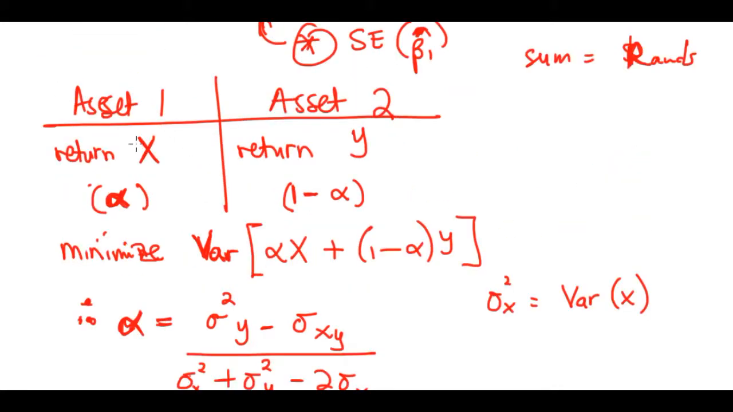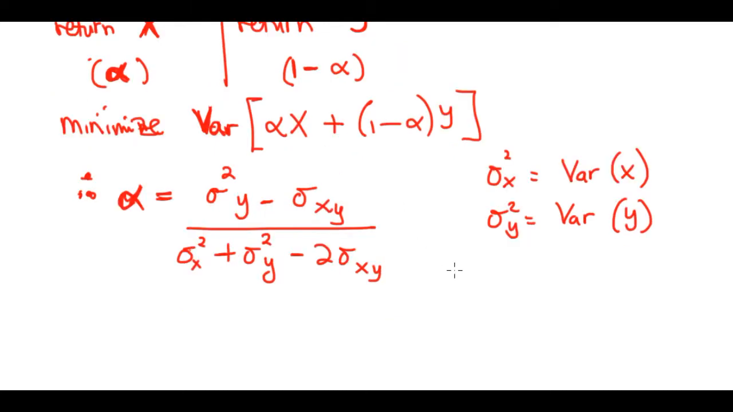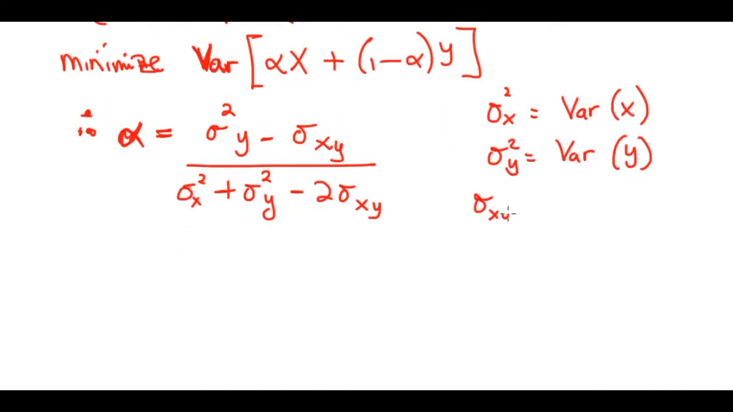the returns of asset number 1. That's the variance of asset number 1's returns, and this symbol here will be the variance of y, or asset number 2's returns. So the variance of asset number 2's returns, and then this term here is going to be the covariance of our x and our y returns, right?